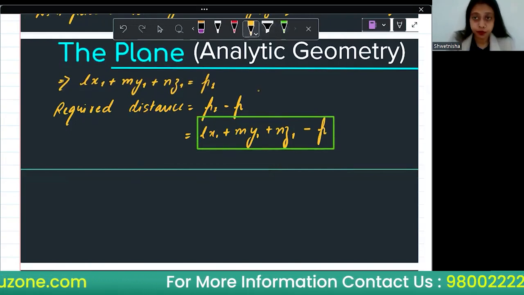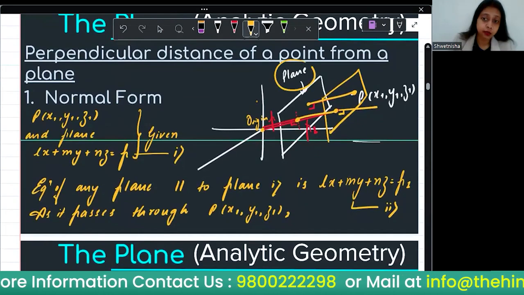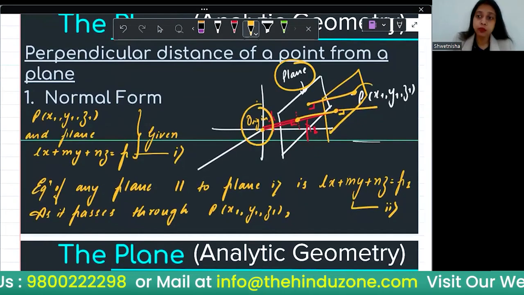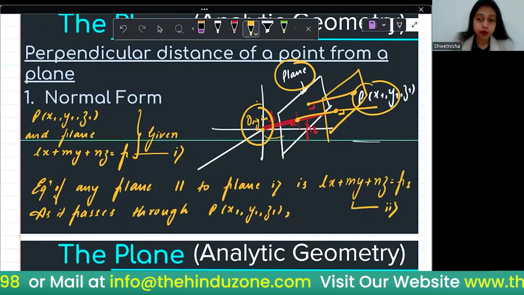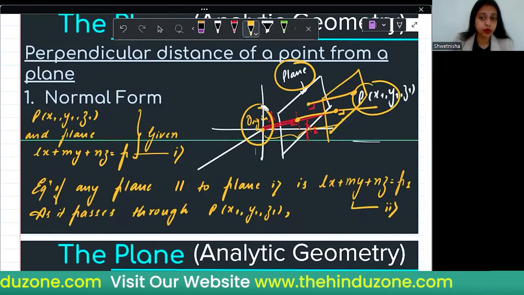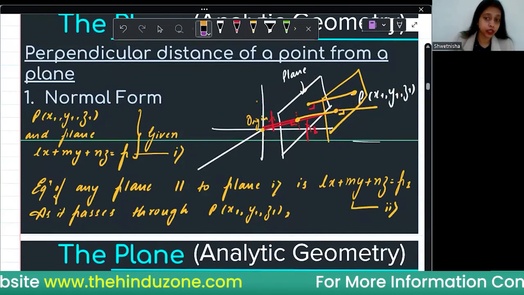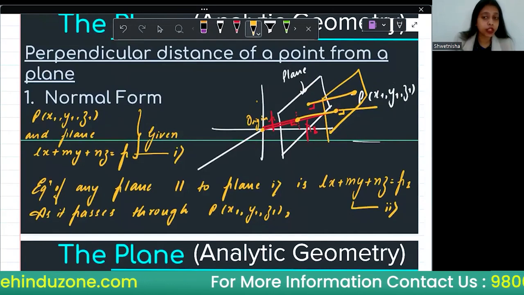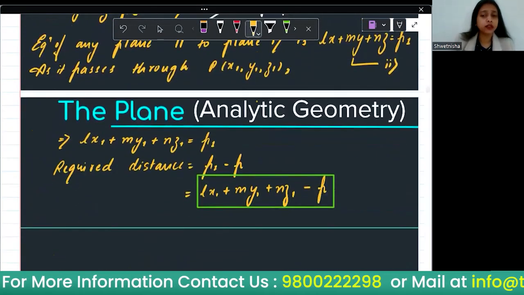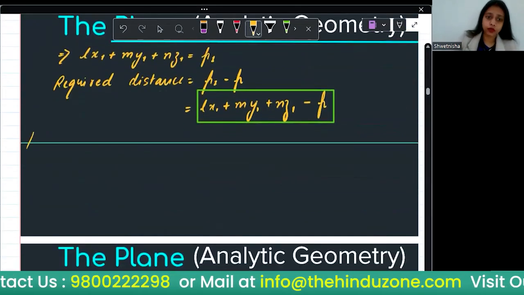But note here, what I have done is I have taken the plane in the middle, between the origin and the point I have. So that's why I was able to subtract p from p1. p1 was greater, p was smaller. What if this point and the origin are on the same side of the plane? Then obviously I'll get a negative answer for this required distance, but distance cannot be negative, so I'll put a negative sign instead.